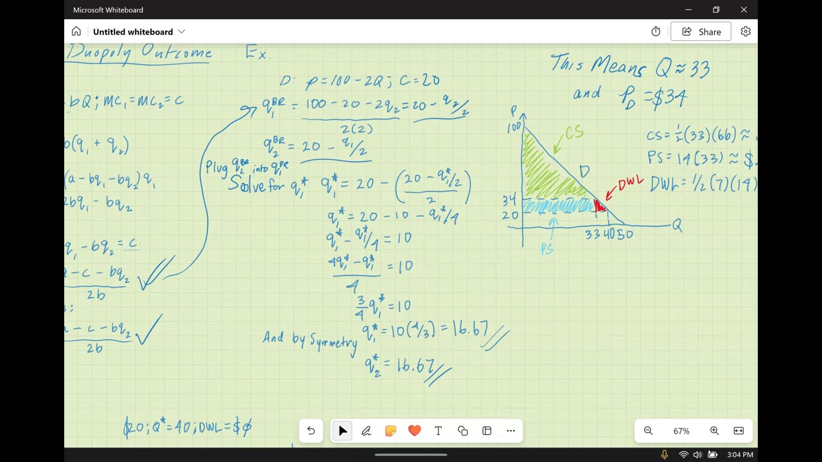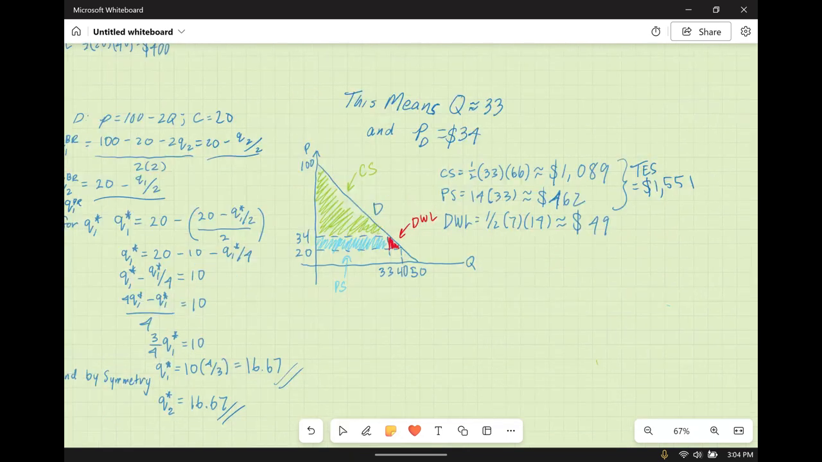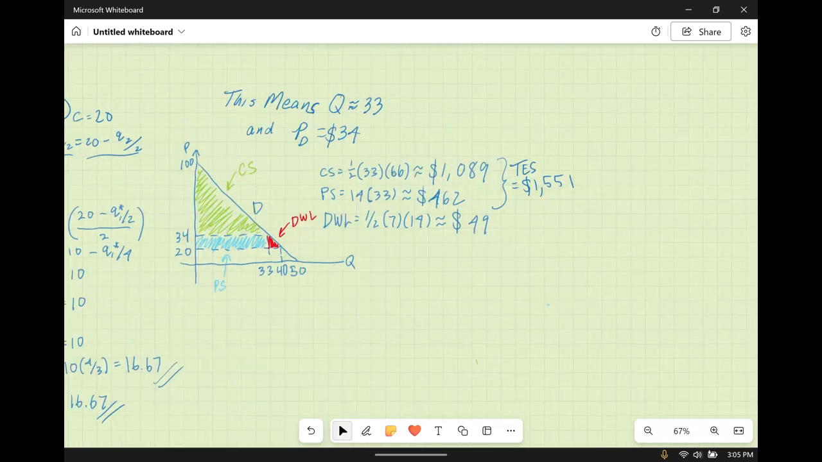And so, like I said before, we're just going to add that up. I did some rounding here to make our life a little bit easier. 16.67 plus 16.67 is a little bit over 33, but I rounded down just to make our life a little bit simpler. And so with a quantity of 33 across the two firms, we just plug 33 back into the demand function that we have over here, which allows us to compute the duopoly price. We plug 33 into the demand function, we get 34. And so the duopoly outcome is a quantity of 33 and a price of 34.